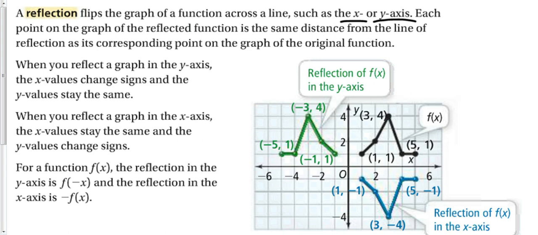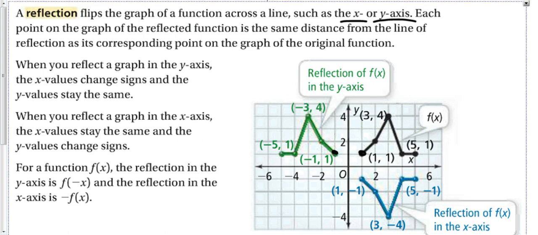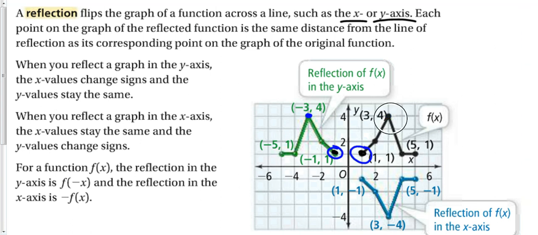Each point on the graph of the reflected function is the same distance from the line of reflection as its corresponding point on the graph of the original function. What does that mean? If I look at my original function here, and this reflection here in green, this point is the same distance away as this point. These 2 points are the same distance away from the y-axis, which I reflected. All the points on each function will be the same distance, and they look like a mirror image of each other, which is the point of a reflection.